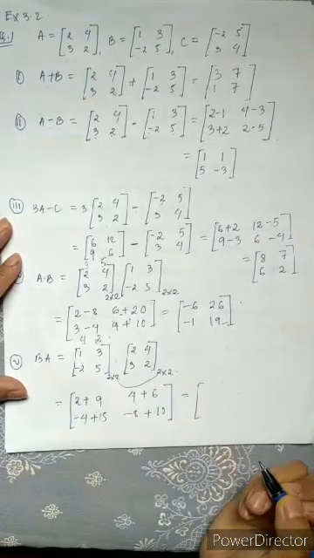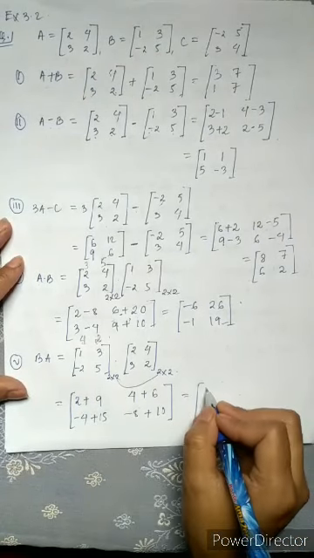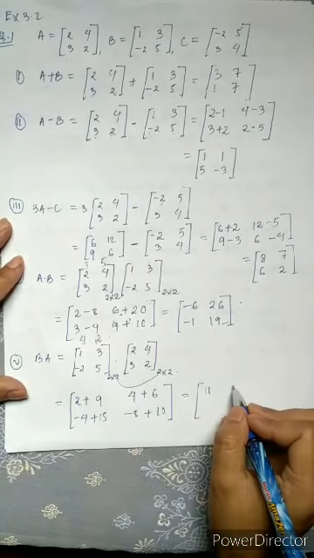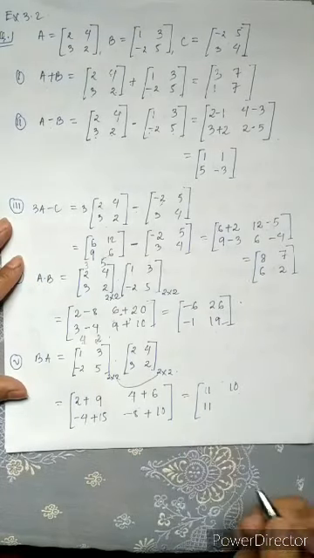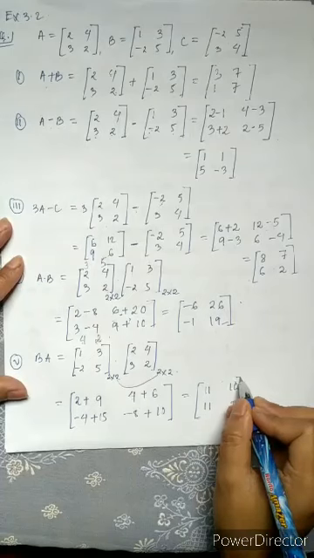So find the sum of these numbers. 9 plus 2 is 11. 6 plus 4 is 10. Minus 4 plus 15 is equal to 11. Minus 8 plus 2 is equal to plus 2.